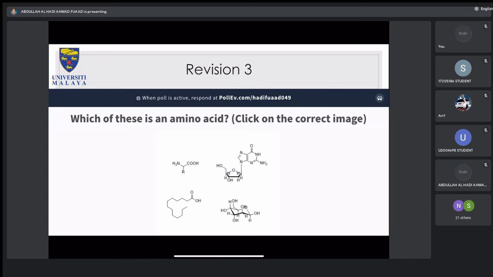Okay, third question. Which of these is an amino acid? Which of these is an amino acid? You should be able to see the image and then click on which one is the amino acid. Okay. So any more changes? No.